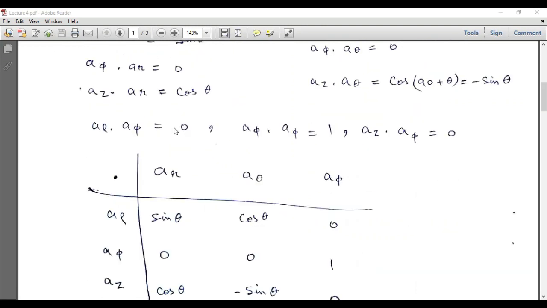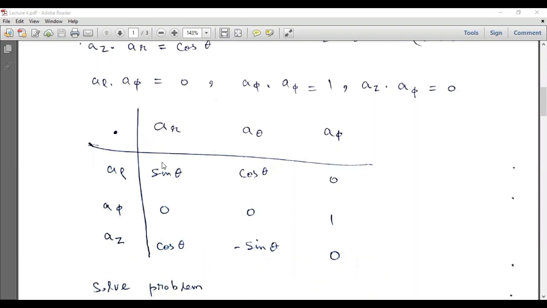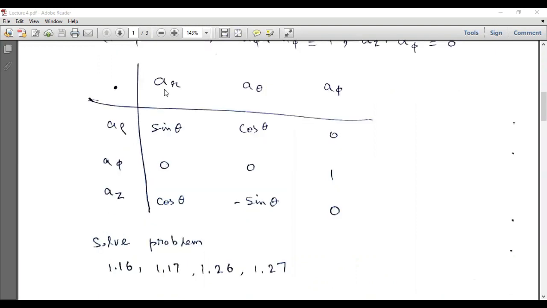So we can write all these dot products in the matrix form. So this is AR, A theta, and A phi. This is A rho, A phi, and AZ, and all the values of the dot products among different unit vectors are written over here. So that is all about our first chapter from the engineering electromagnetics textbook.